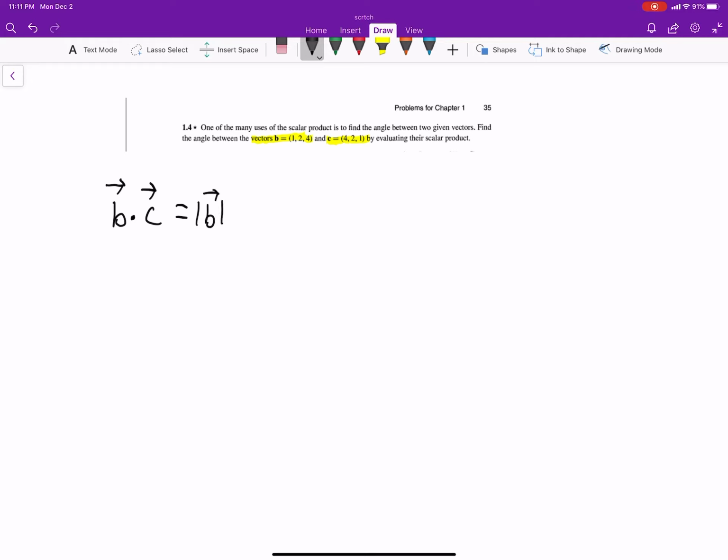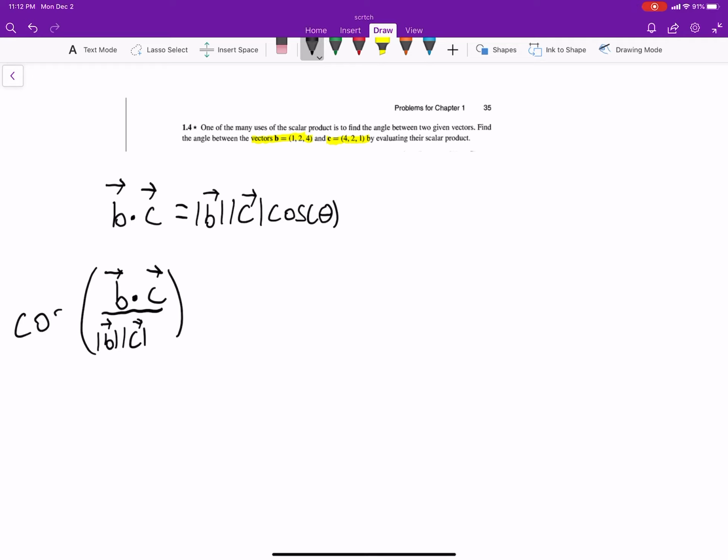the magnitude of b times the magnitude of c times cosine of the angle between them. Well, we want to know the angle between them, so just doing a little bit of algebra, we can divide both sides by the magnitude of b, the magnitude of c, and take cosine inverse of both sides. And this expression will tell us theta. Now, how do we actually compute this?